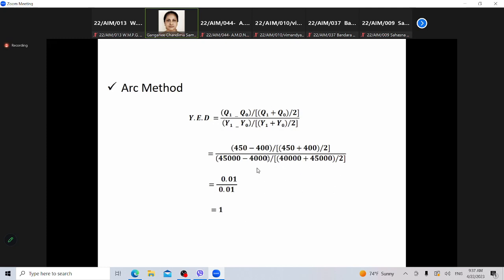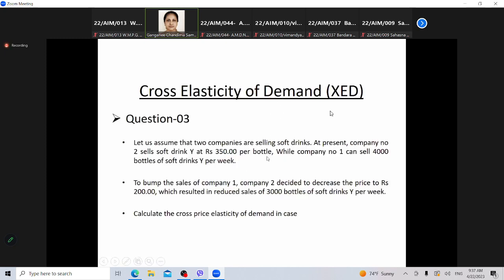Now you know the concept. You can do it very nicely. Income elasticity of demand is okay. Price elasticity of demand is okay. We'll see cross elasticity of demand. Now you need to understand whether these are complementary or substitute goods based on your answer. Now understand the question very carefully.